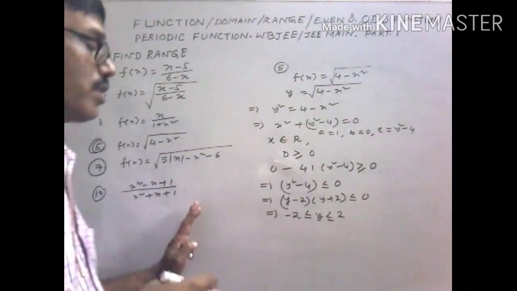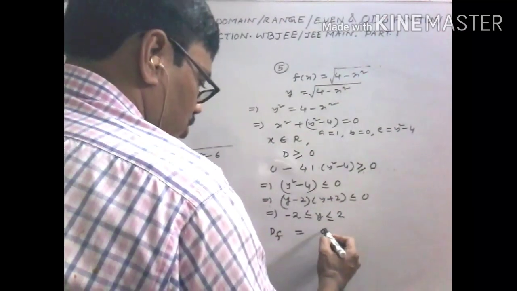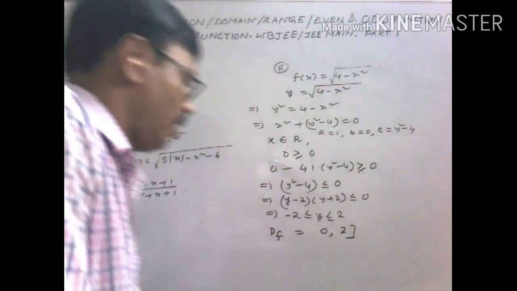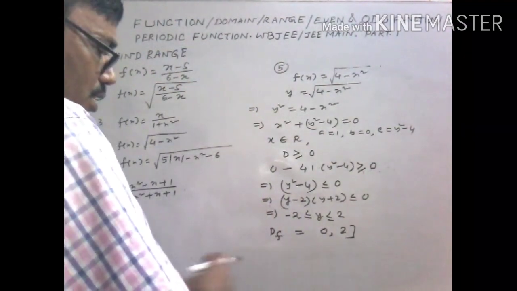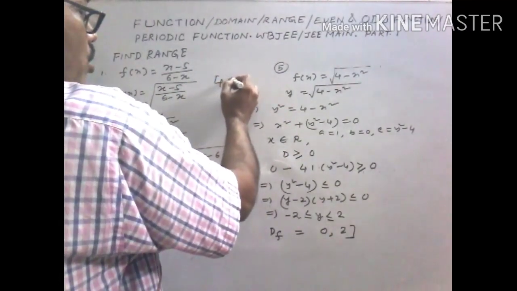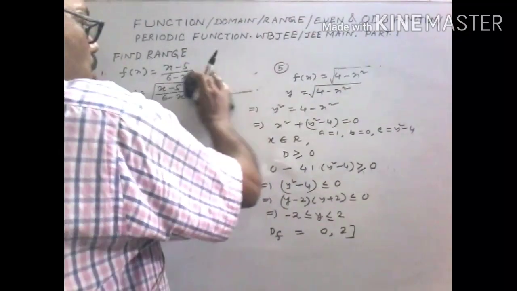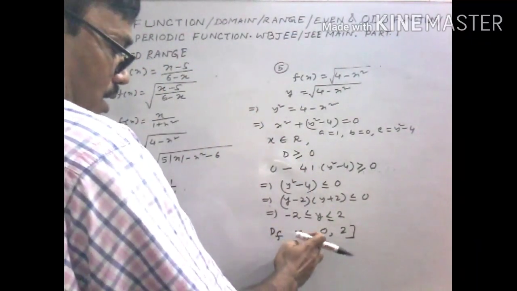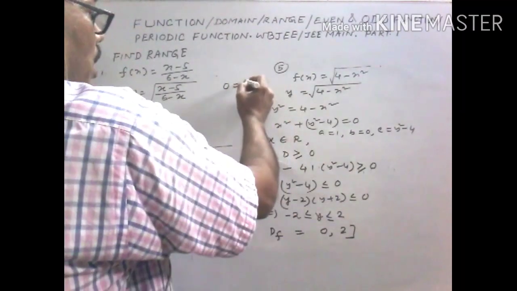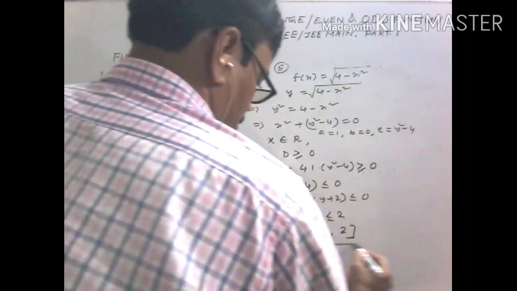Now look, since y is given within the root sign, y must be positive, so you delete the negative part. So the range equals 0 to 2, included. You have to consider the extreme points. Suppose y equals to 2, the end point, so 4 equals to 4 minus x square, so x square equals to 0, so x may be 0, which is possible. If we take y equals to 0, then 0 equals to 4 minus x square, so x equals to plus minus 2, which is a possible value. So the range equals 0 to 2.